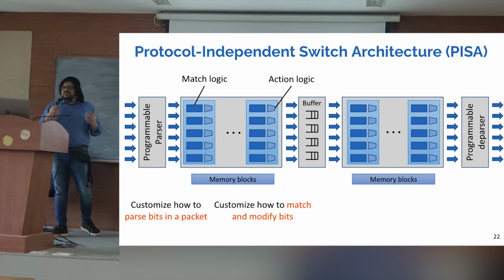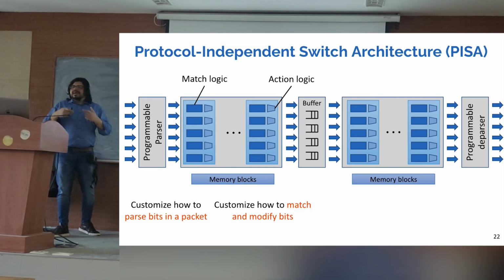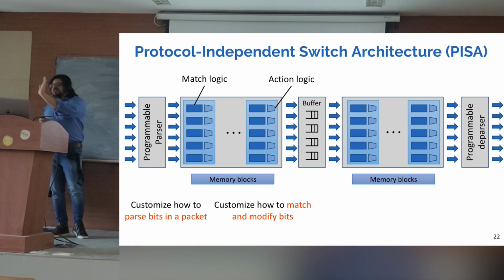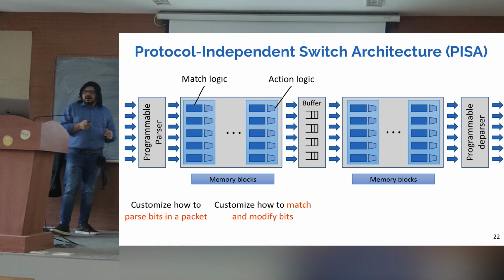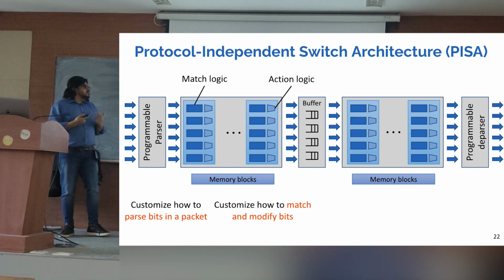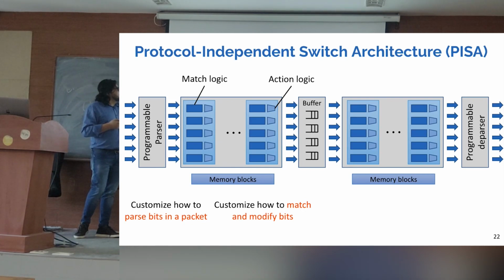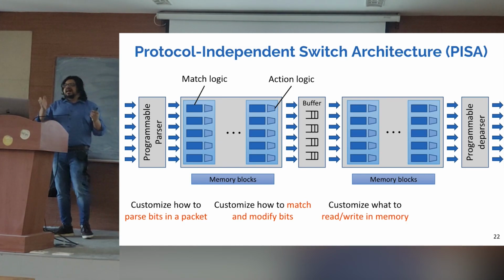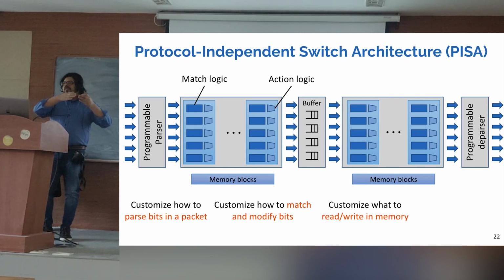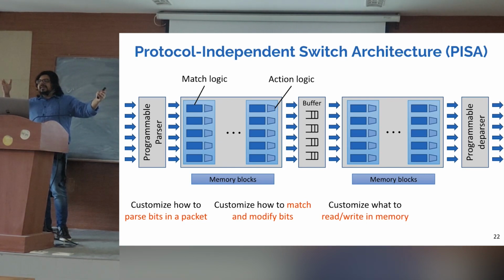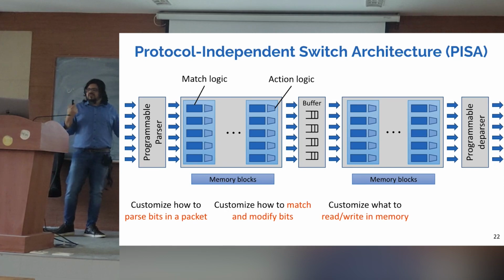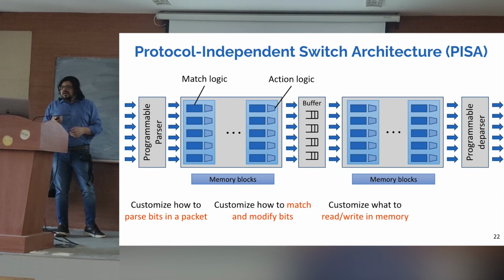You can customize how to match and modify bits within the packet. So it lets you change bits, and it lets you match on certain bits. So if the source IP is like this, then do this, something like that. You can customize what to read and write in memory. It actually has memory in there where you can keep state. So if you want to remember, okay, over the last 50 RTTs I saw this RTT trend, then you can see what the 51st sample does. Is it anomalous? Is it conformant to whatever you've seen so far, and so on.